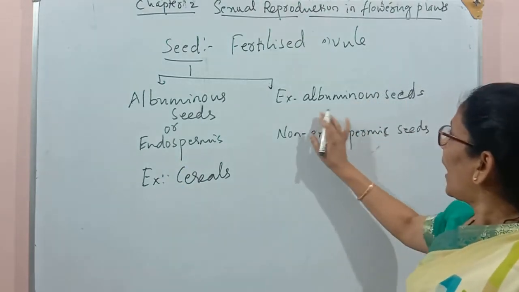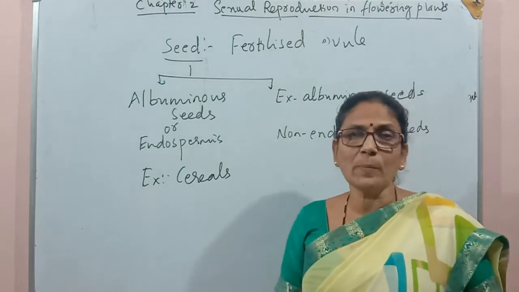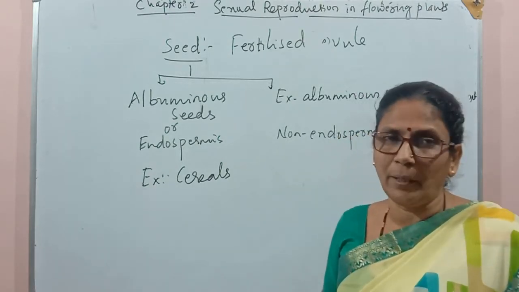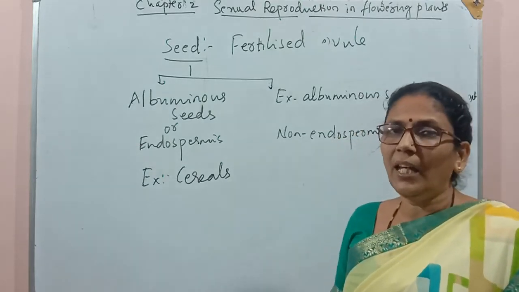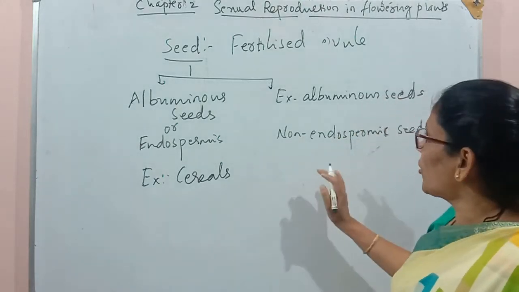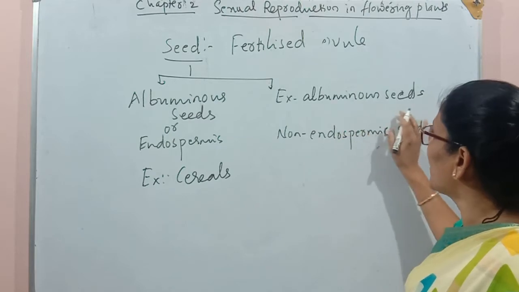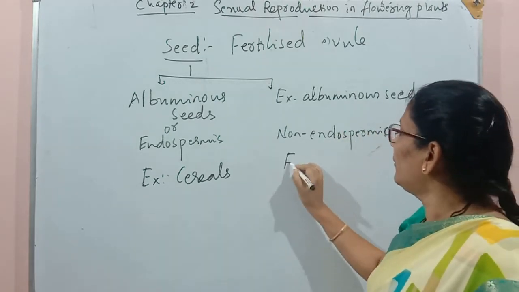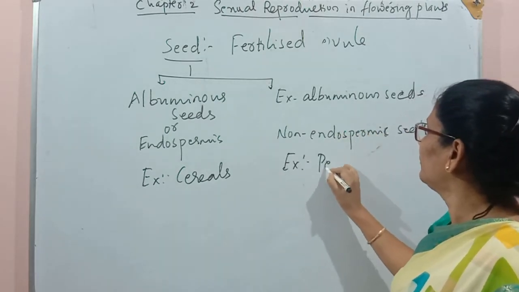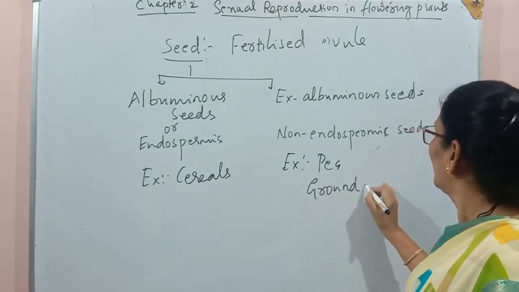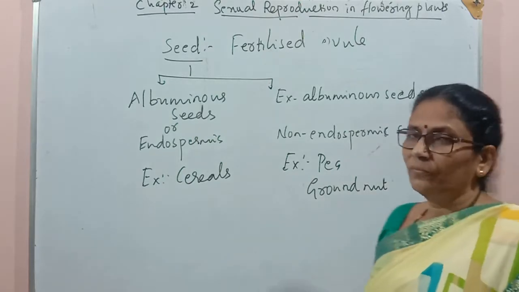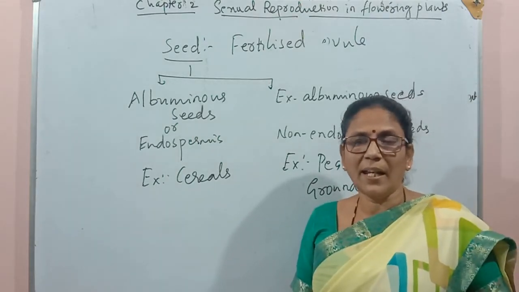Exalbuminous seeds means the endosperm is completely utilized by the embryo and the mature seed does not have any endosperm. Such seeds are called exalbuminous seeds. Examples are pea, groundnut, etc.